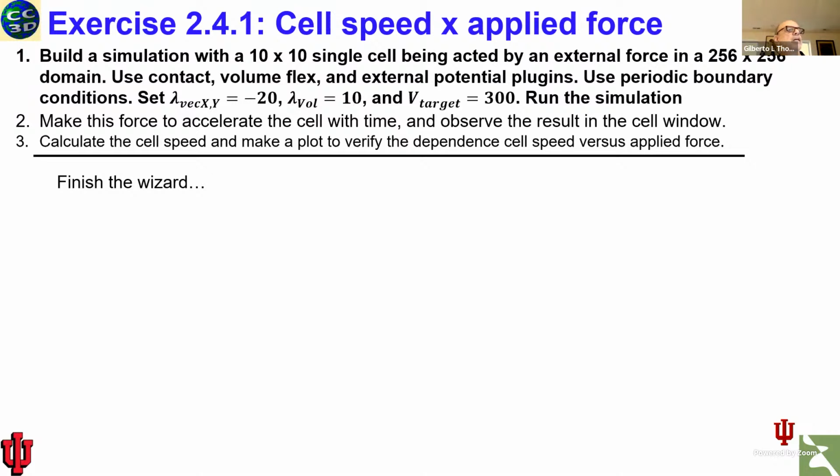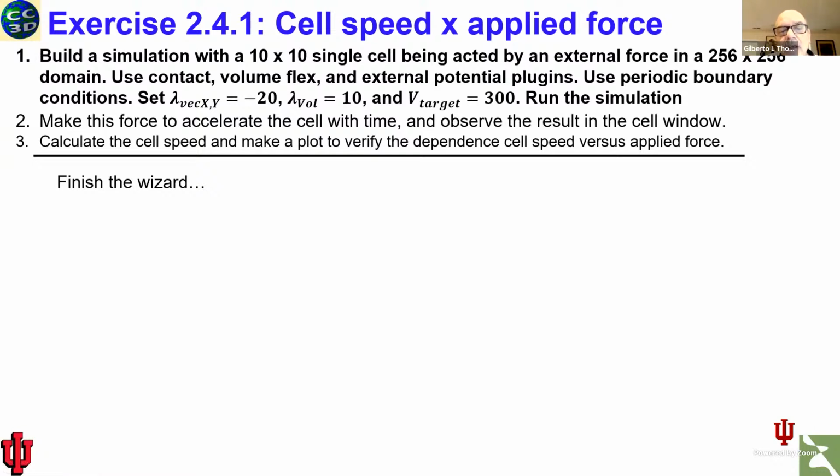Why boundary conditions? Periodic boundary conditions, because since the cell is going to move, eventually it will reach the border of your domain. And if you don't have periodic boundary conditions, the cell will be stuck at the border. So we use this periodic boundary condition for the cell to move around and not stop anywhere in your domain. Okay, please go ahead and try to build this simulation.